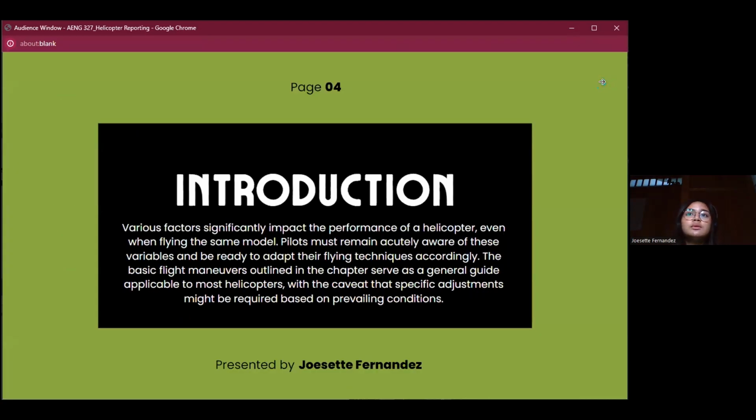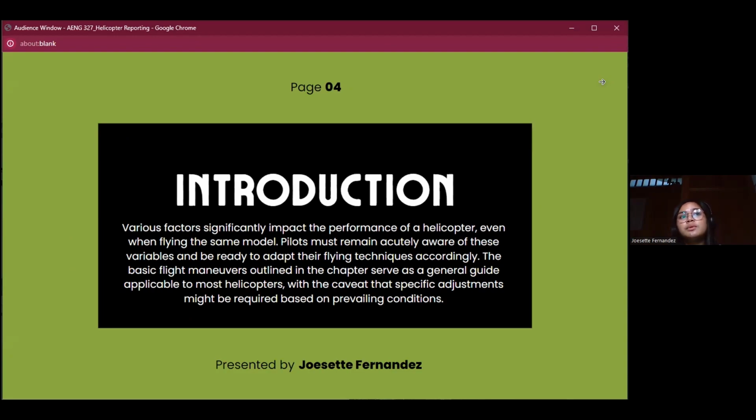So why do we need to know basic flight maneuvers? Understanding basic flight maneuvers is crucial for several reasons. First and foremost, it directly impacts safety. There are various factors that significantly impact the performance of a helicopter, even when flying the same model. Pilots must remain acutely aware of these variables and be ready to adapt their flying techniques accordingly.